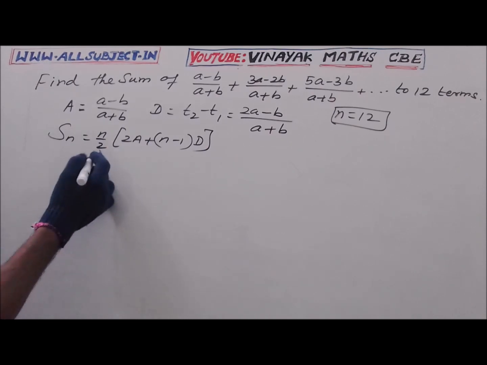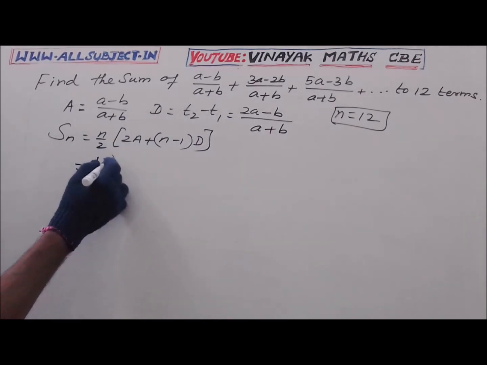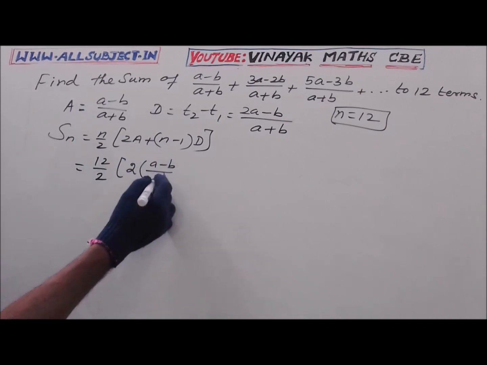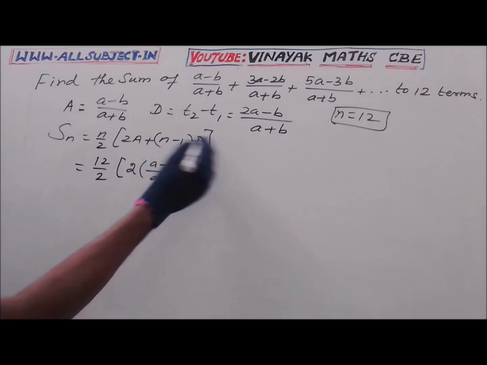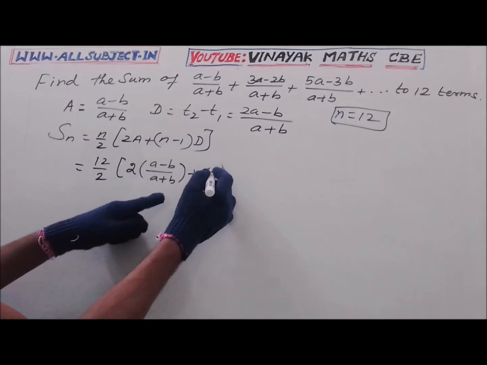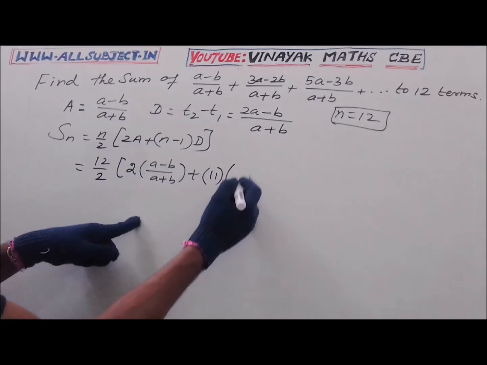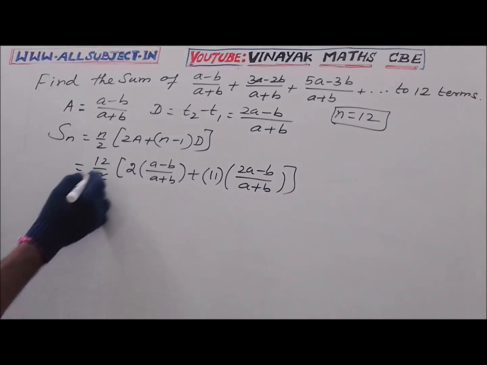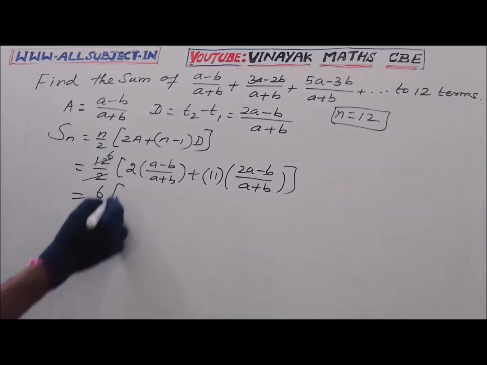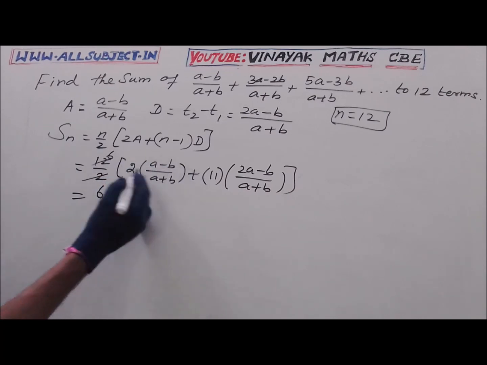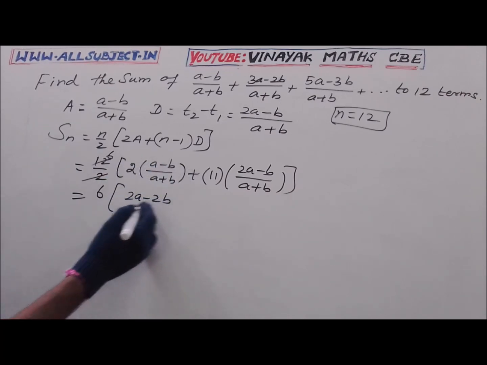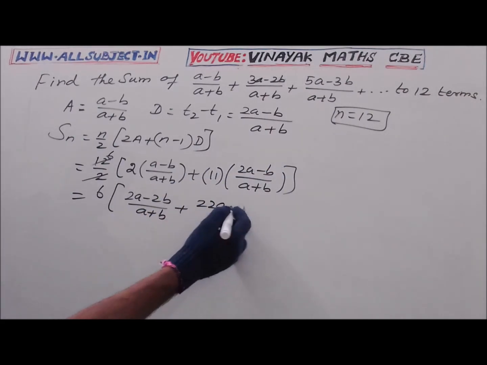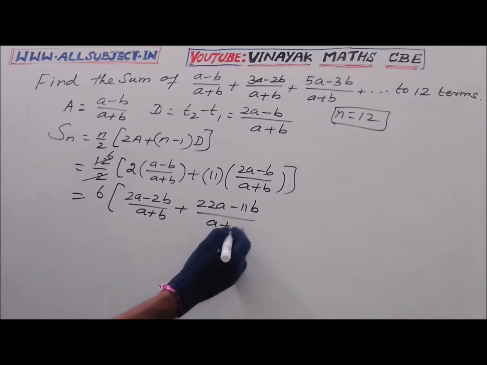Substituting n by 2, n is 12, so 12 by 2, 2 into a is a minus b by a plus b plus n minus 1 into, n is 12, 12 minus 1 is 11 into d, d value is 2a minus b by a plus b, which is equal to, we can cancel this by 6 times, 6 into, multiply the numerator, here we have 2a minus 2b by a plus b, and multiply 11 with the numerator, 22a minus 11b divided by a plus b.